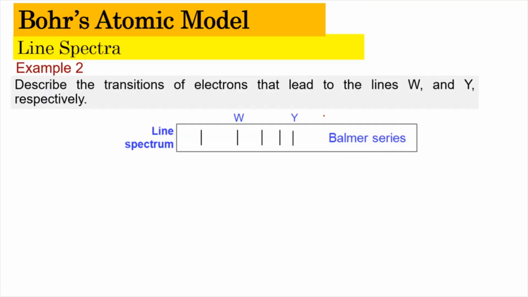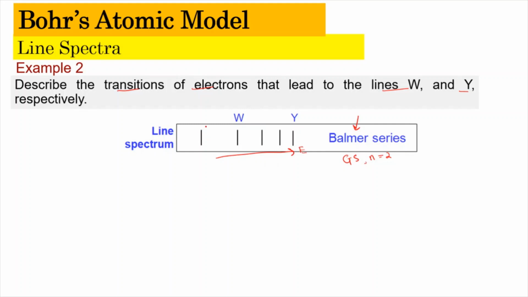Now we're going to move on to the next example, which is example 2. For example 2, we need to describe the transition of electrons that leads to the lines W and Y respectively. So we are given the line spectrum here, and it gives you the Balmer series. So you know that the ground state of the Balmer series is n equal to 2.